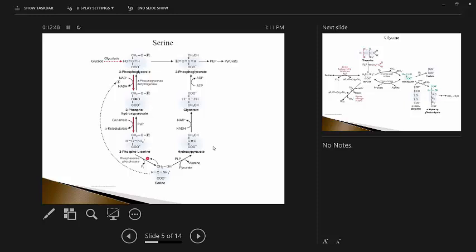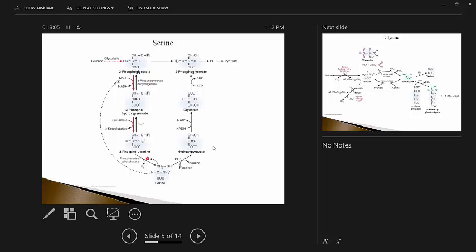hydroxypyruvate, to glycerate, and all of these things. You don't need to know that. So we don't need to know the in-between steps. We just know that you get serine from 3-phosphoglycerate. And you do need to know the transamination step. So where's the amino group coming from?